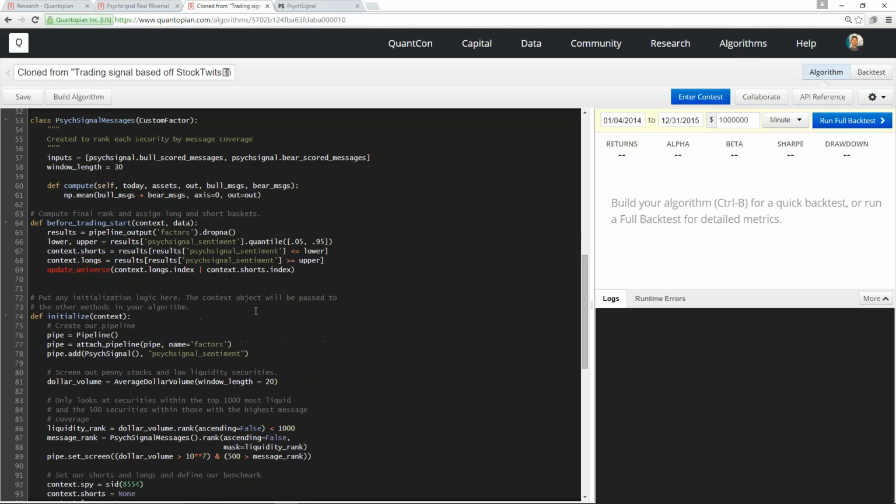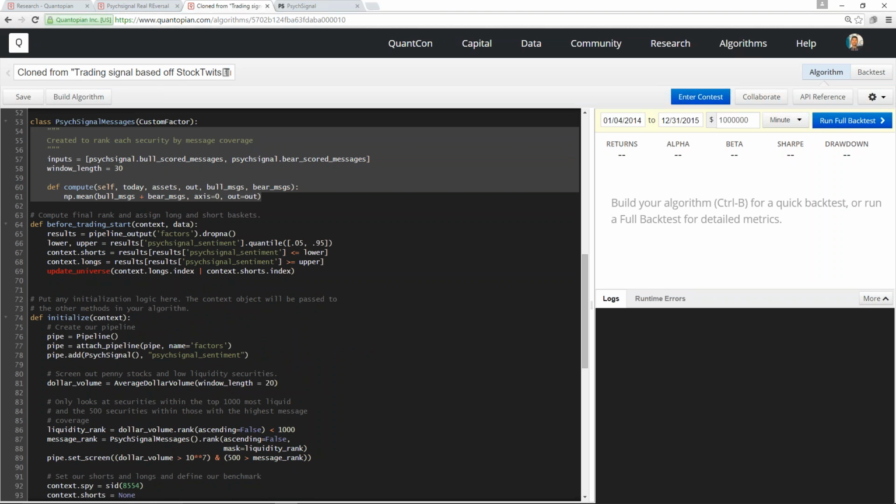And looking at my universe of securities, I'm only looking at the top 500 securities with the highest number of bullish and bearish messages. From a lot of the research that I've done, you can see that different securities have different amounts of coverage. For example, Apple is going to be much more popular on both Twitter and StockTwits than some random oil company based out of, I don't know, San Antonio, Texas. You know what I mean?